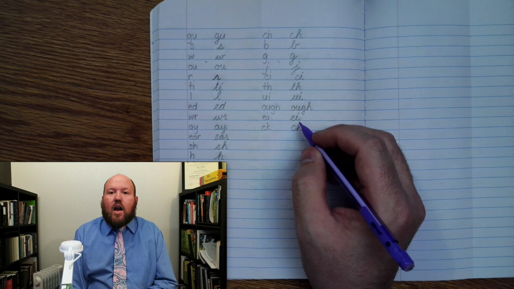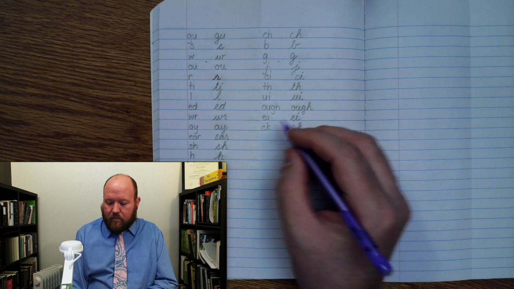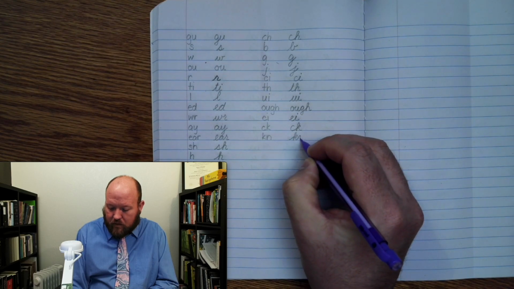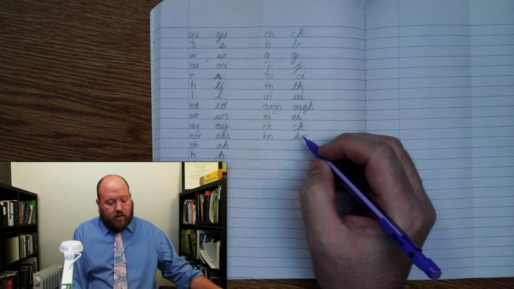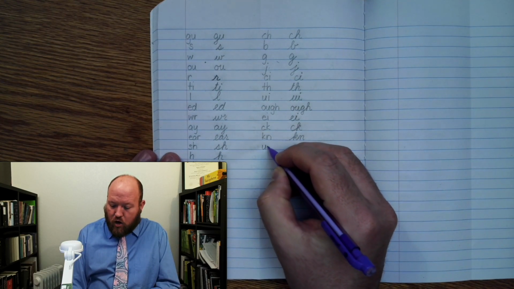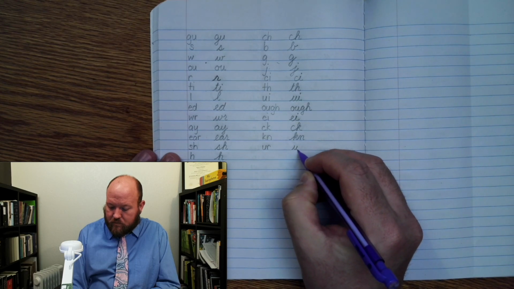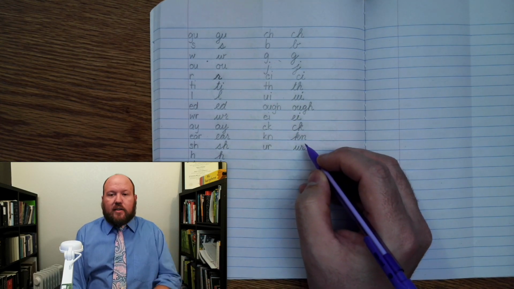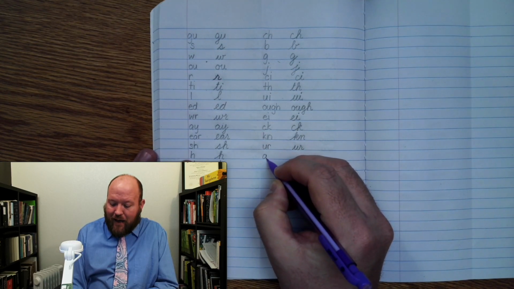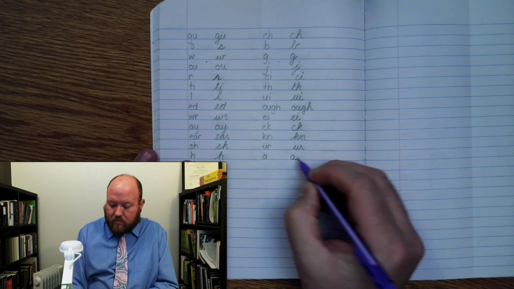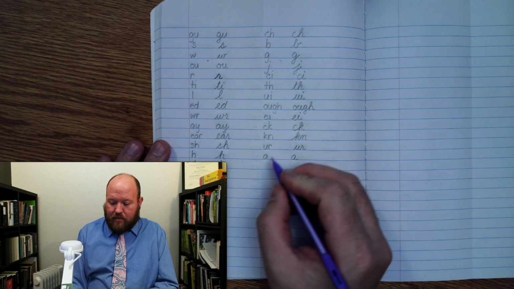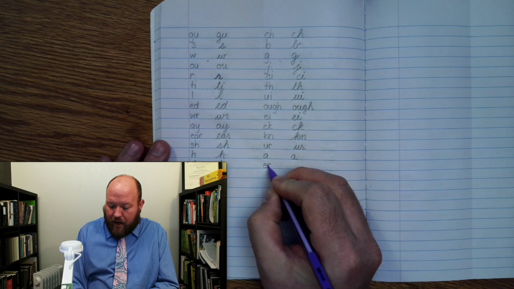The next one, M, two letters beginning. The next one, nurse. The next one, a. The next one, e a.